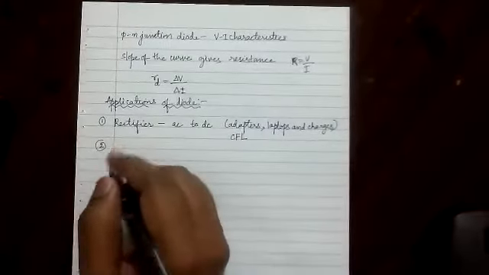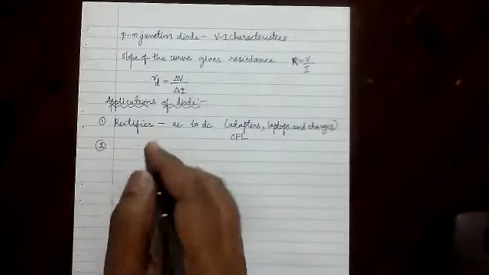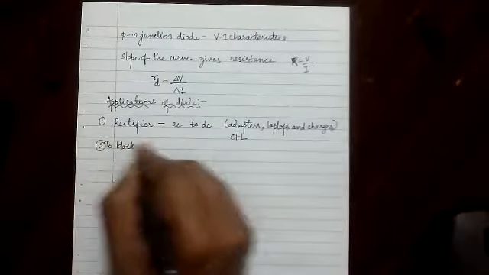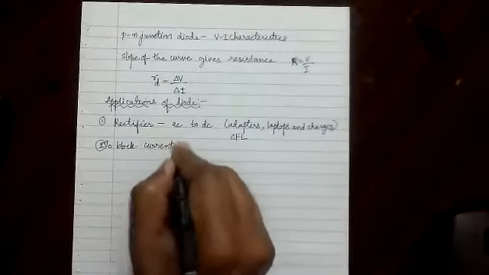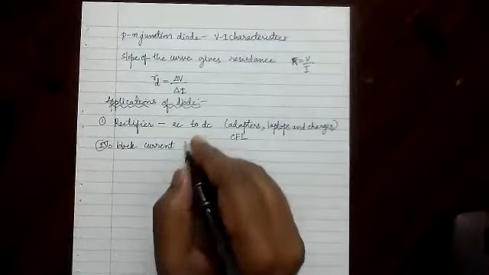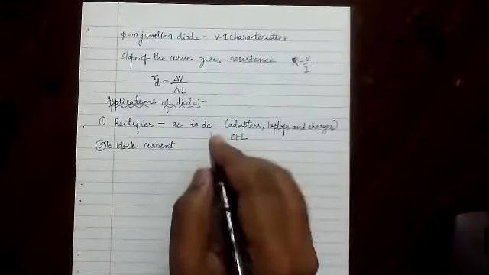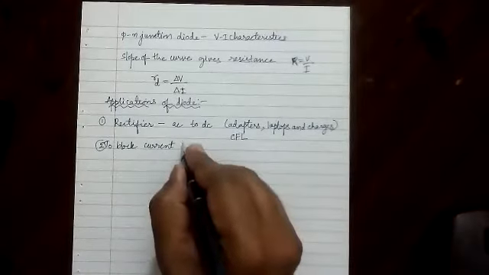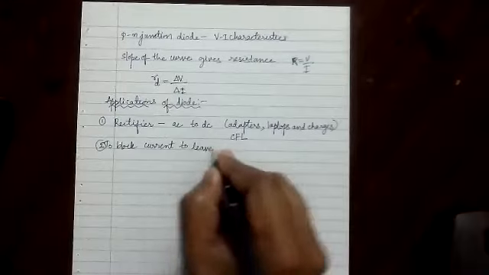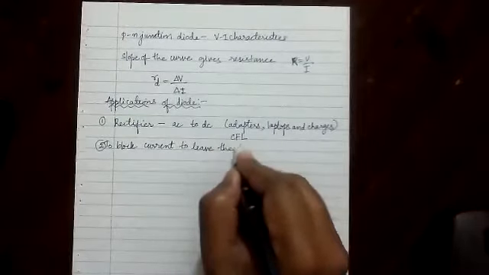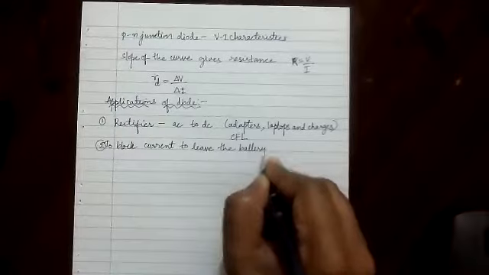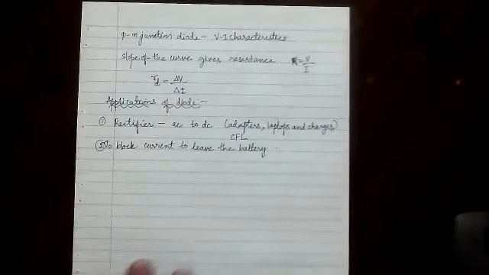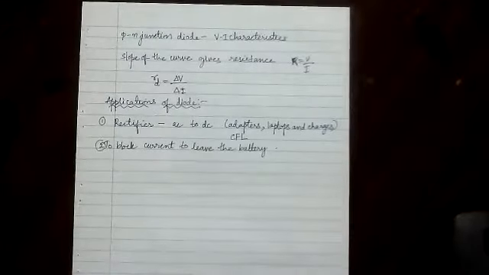The second one is to block current in batteries. They are used in batteries to block current from leaving the battery. We don't want the current to leave the battery, so we connect the diode in reverse mode, or reverse bias, so that the current will not flow. For that purpose we use it.